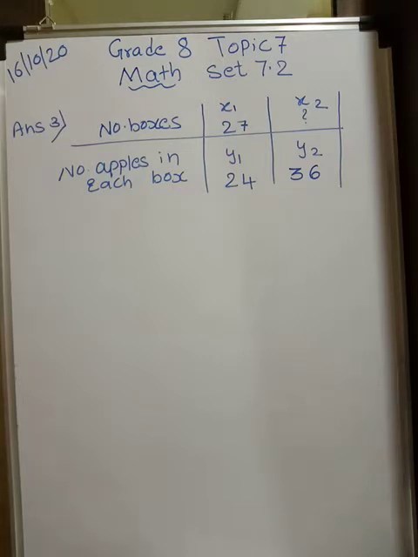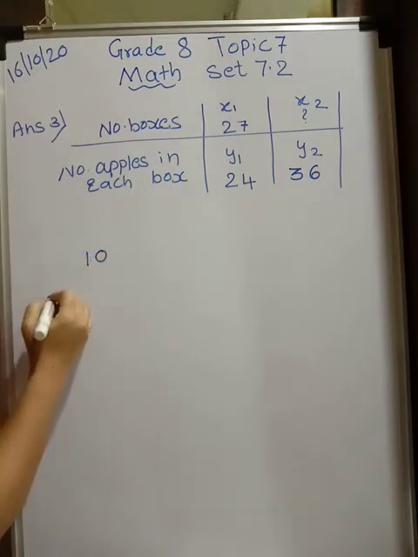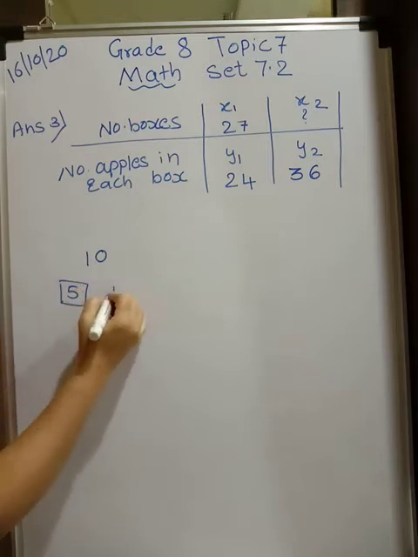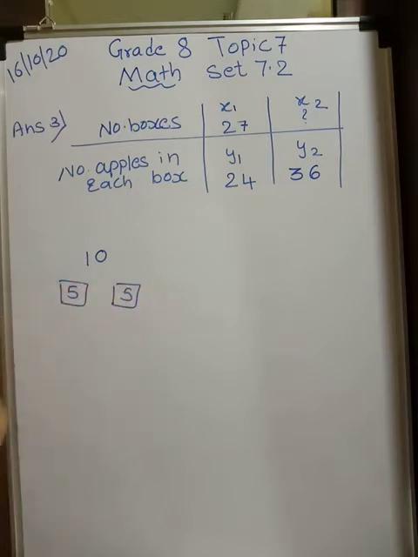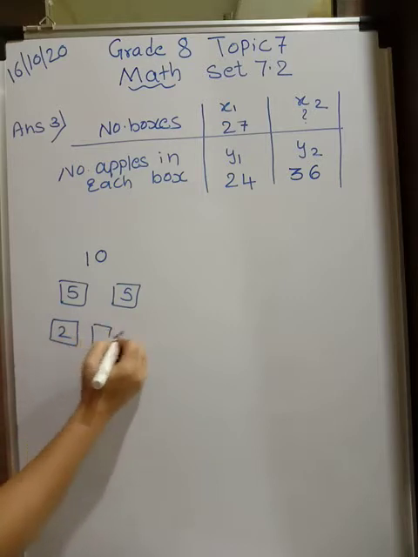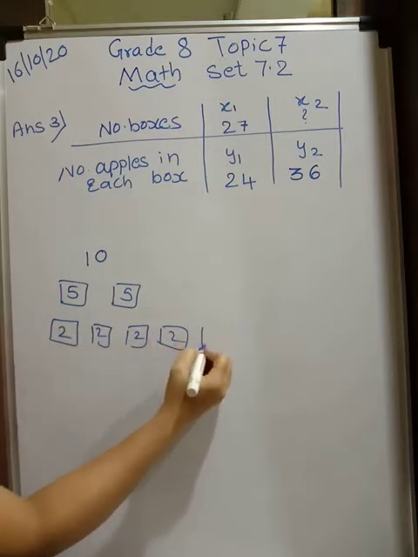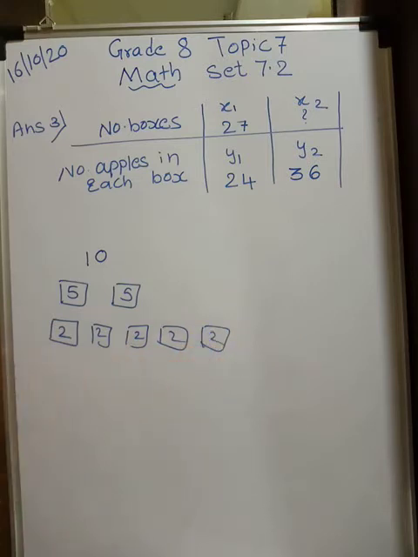Now see students, this is a very common example. Alright, let us think in small numbers. For example, I have 10 fruits. If there are 5 fruits in one box, how many boxes will I need? I will just need 2 boxes. Are you understanding me? But if I put only 2 fruits in one box, then how many boxes am I going to need? See, 2 plus 2 will be 4, 5, 6, 7, 8, 9, 10. Now I will require 5 boxes.